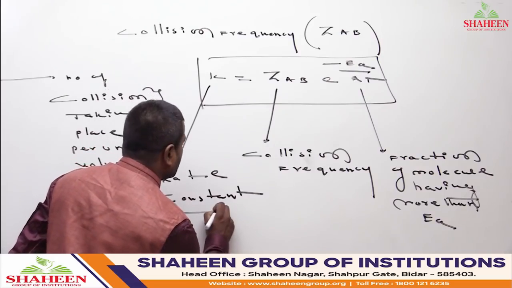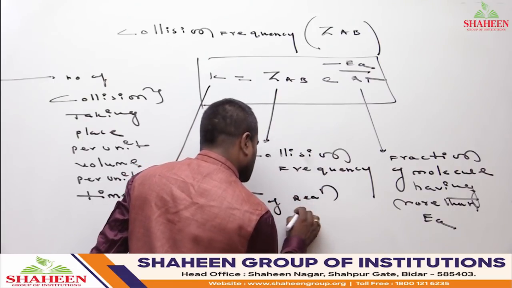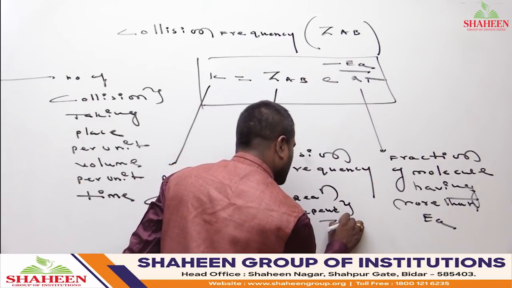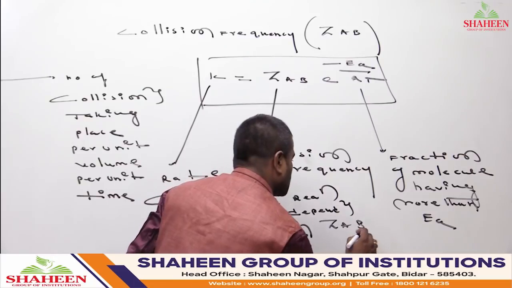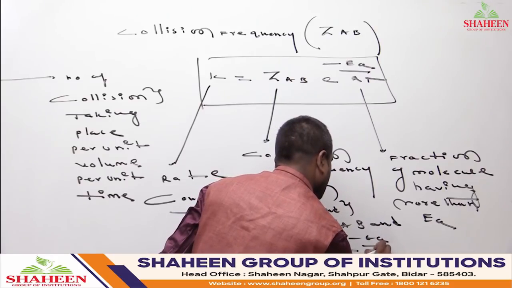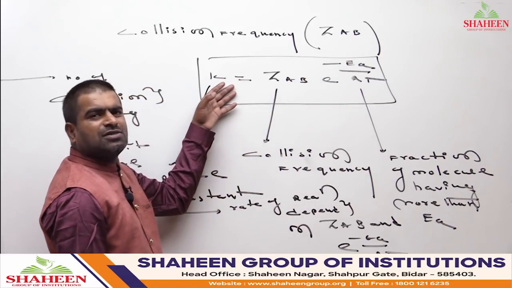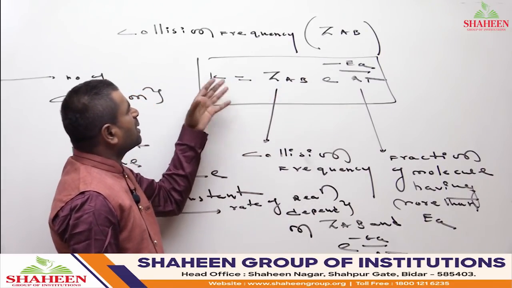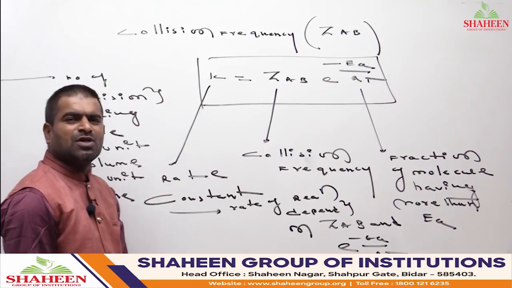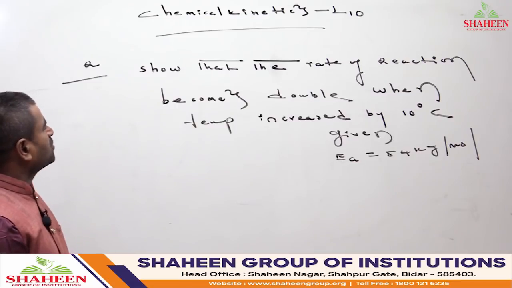Finally, the rate of the reaction depends on the number of collisions and the fraction of molecules. That's why I am writing here: rate of reaction depends on collision frequency and the fraction of molecules, e to the power of minus EA by RT. Therefore, as the fraction of molecules increases, the rate of reaction also increases; as the number of collisions increases, the rate also increases. So this is collision frequency as given in collision theory. Next class we will continue with the chemical kinetics chapter.